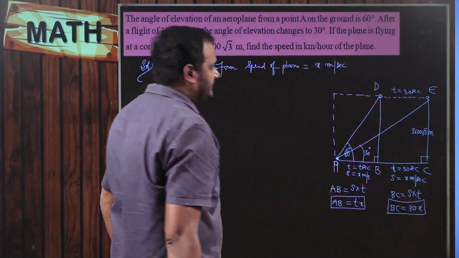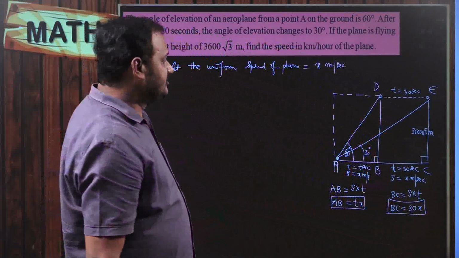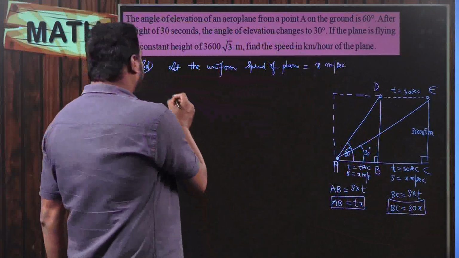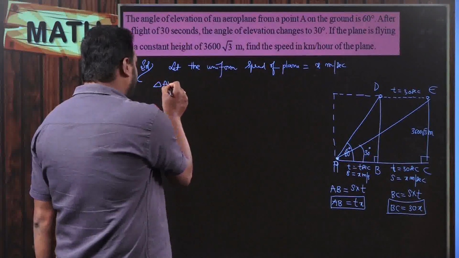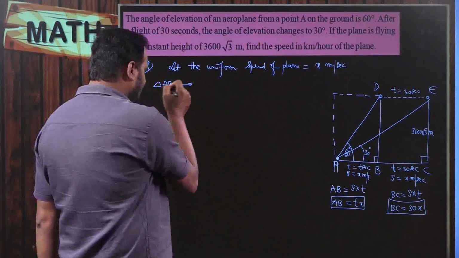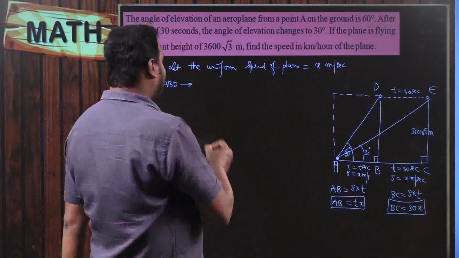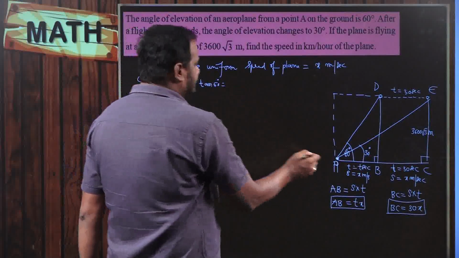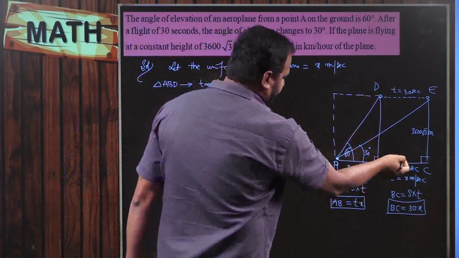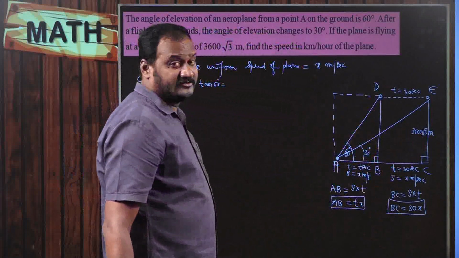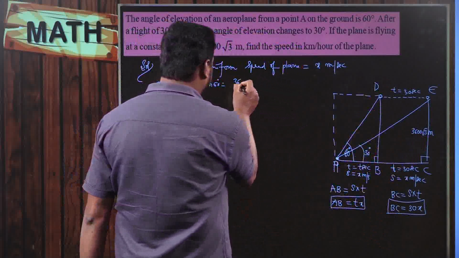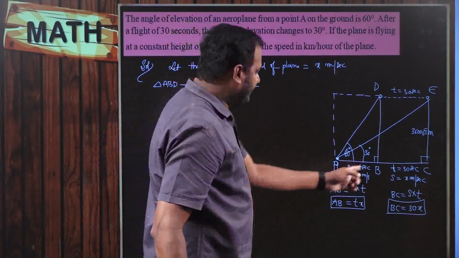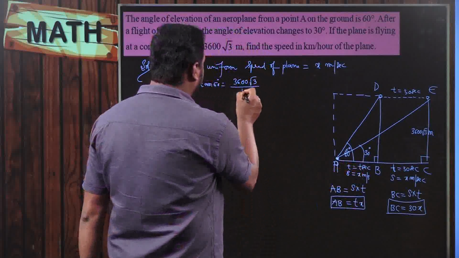Now I am going to apply trigonometric ratios. First I am going to apply for triangle ABD. From triangle ABD, if I apply tan 60 degrees, tan 60 degrees is equal to the side opposite to 60, which is DB. That DB is equal to 3600 root 3 meters, so 3600 root 3 divided by AB. AB is equal to Tx.